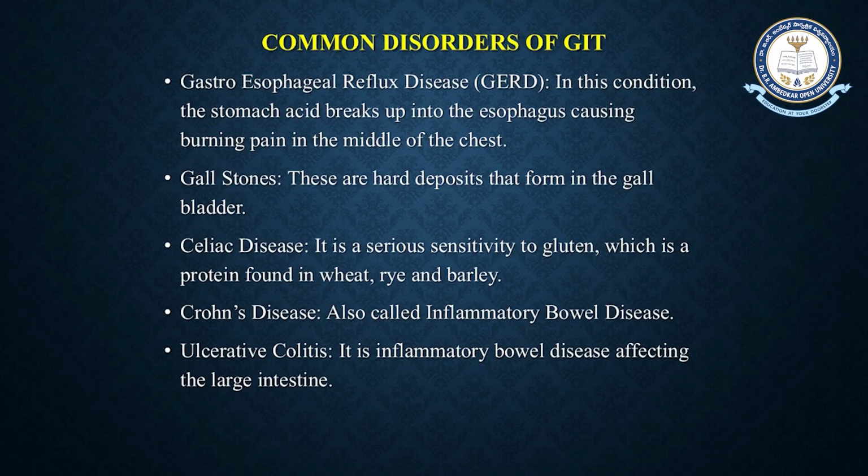Gluten is a protein found in wheat, rye, barley. Then comes Crohn's disease. It is an inflammatory bowel disease. Then comes ulcerative colitis. It is an inflammatory bowel disease which majorly affects the large intestine. Then comes the IBS, also known as the irritable bowel syndrome. The symptoms are usually stomach pain or discomfort, and these patients have repeated stool episodes.